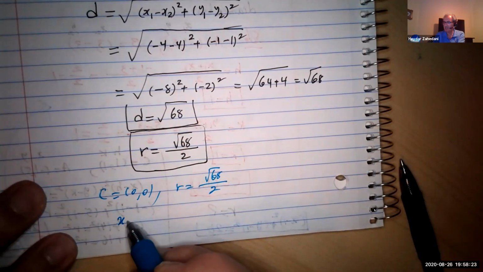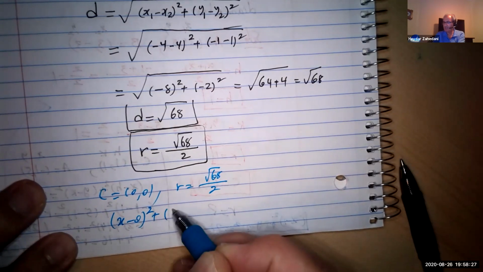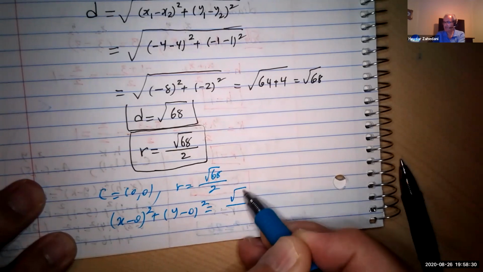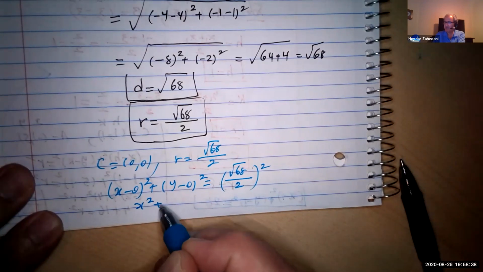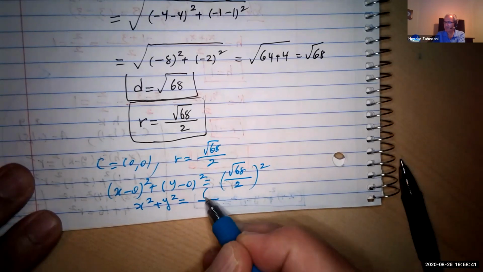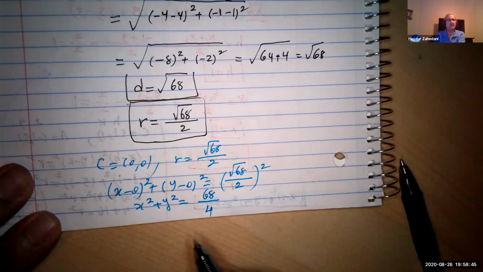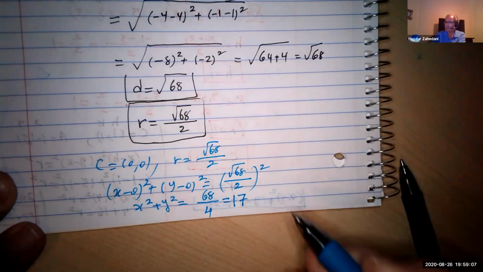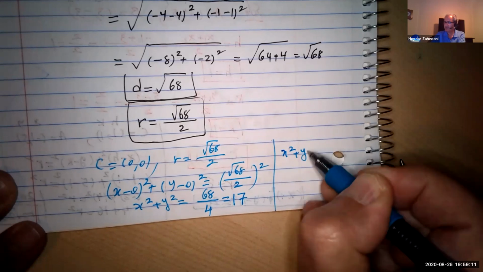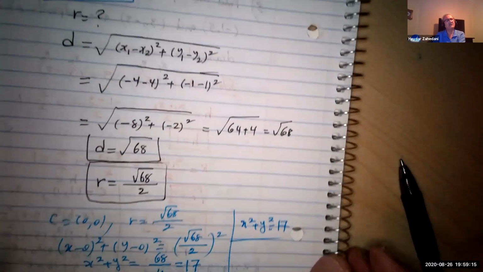So the equation would be x minus 0 squared plus y minus 0 squared equal to square root of 68 over 2, all squared. So this is x squared plus y squared. You square the top, it would be 68. Square the bottom one would be 4. And you simplify it. What's going to be the result? You can simplify it by 2. That gives you 34 over 2, 17. So x squared plus y squared equal to 17 is going to be the equation of the circle.